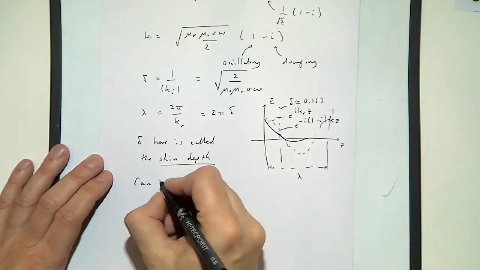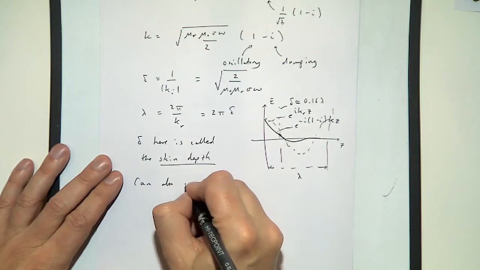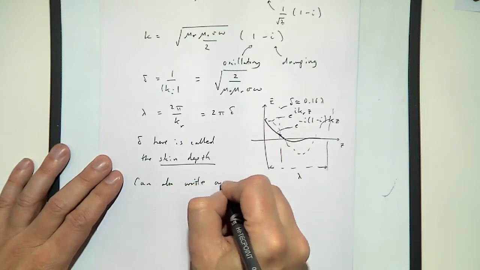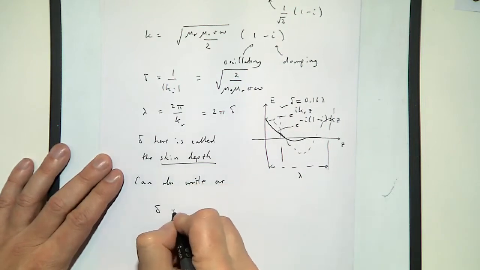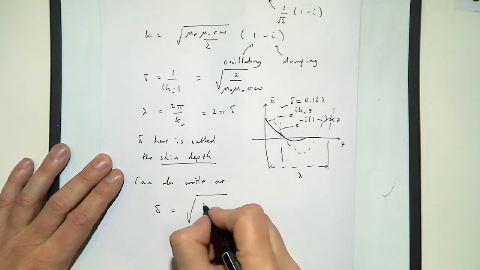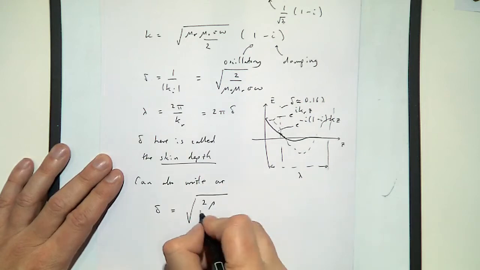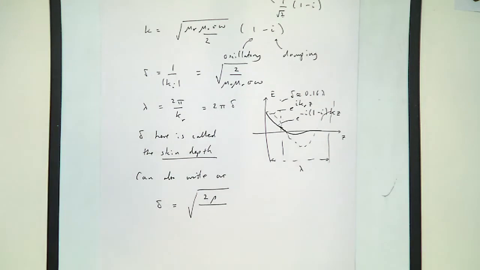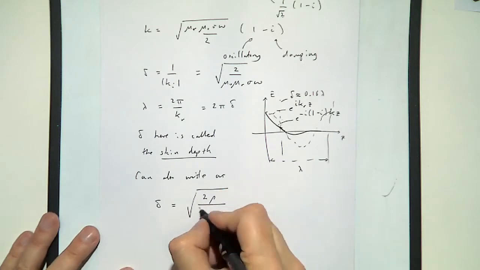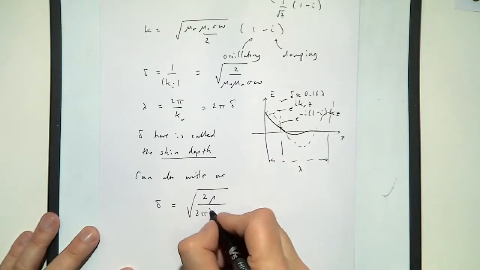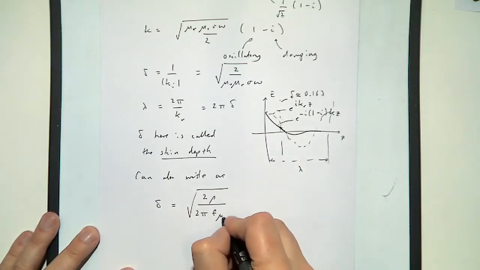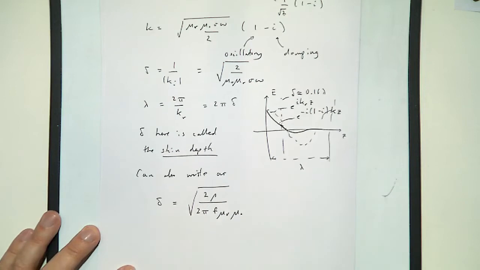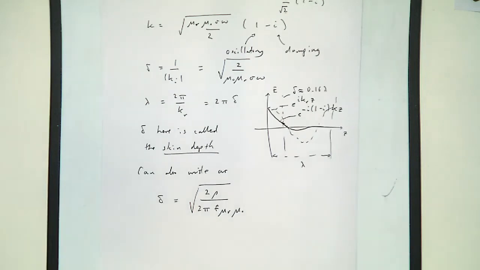We can rewrite this, so we can also write it as the skin depth. As the resistivity goes up, the skin depth goes up. That's the right way around, isn't it? But most importantly, as the frequency goes up, the skin depth goes down. So this is for a given lump of metal. If I double the frequency, then the skin depth goes down by 1 over root 2. So 4 times the frequency is half the skin depth.